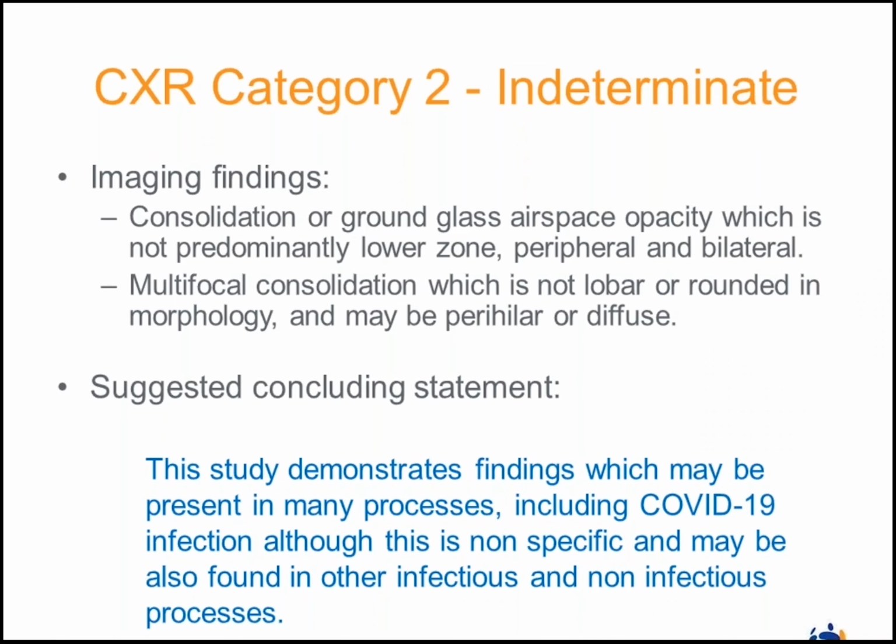If it's present, it's not predominantly basal, peripheral, and bilateral. If you have multifocal consolidation, it's not rounded, it's not focally lobar, it could be perihilar. And so the concluding statement is exactly the same as the indeterminate category for CT. These findings may be present in many different things, including COVID.